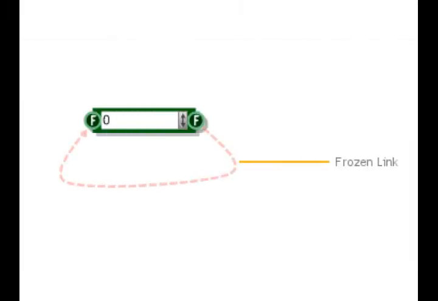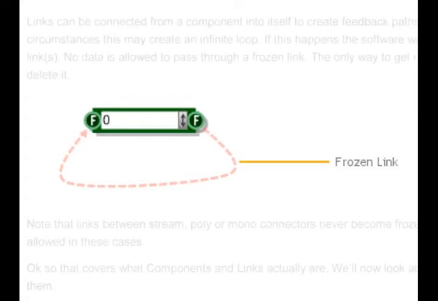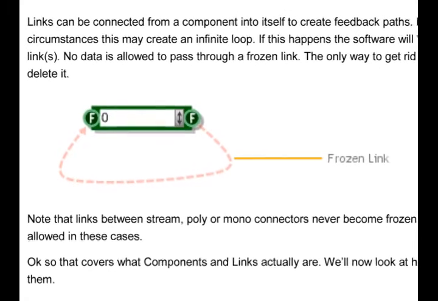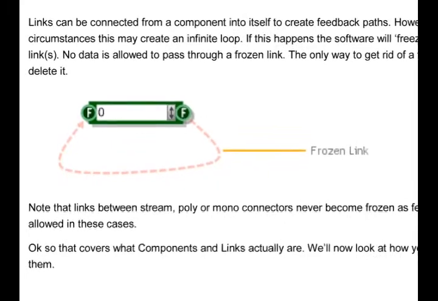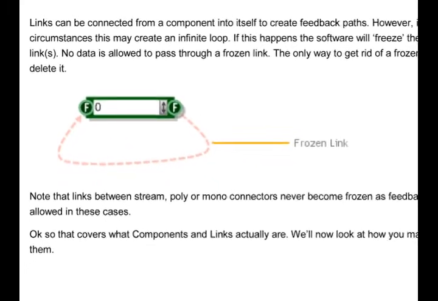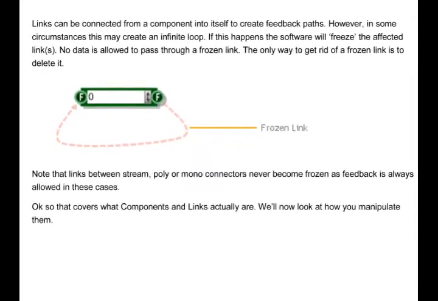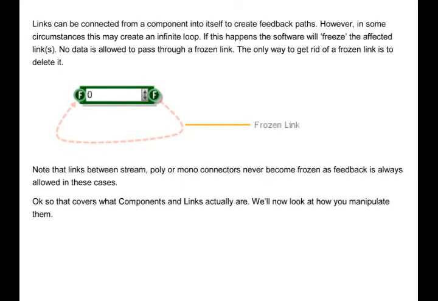Links can be connected from a component into itself to create feedback paths. However, in some circumstances this may create an infinite loop. If this happens, the software will freeze the affected link. No data is allowed to pass through a frozen link. The only way to get rid of a frozen link is to delete it. Note that links between stream, poly or mono connectors never become frozen, as feedback is always allowed in these cases.